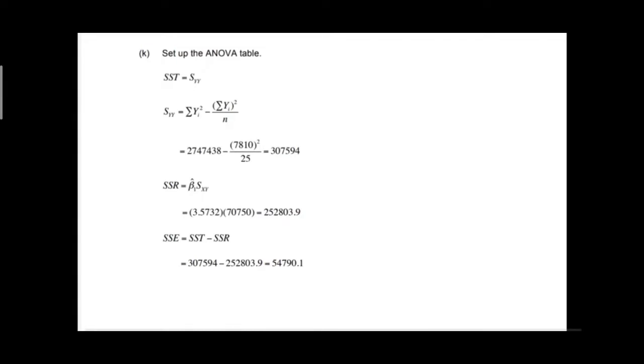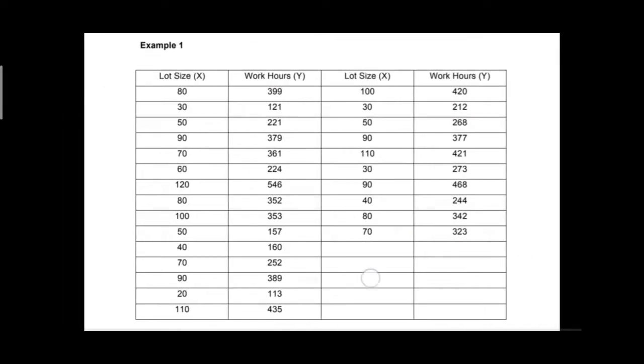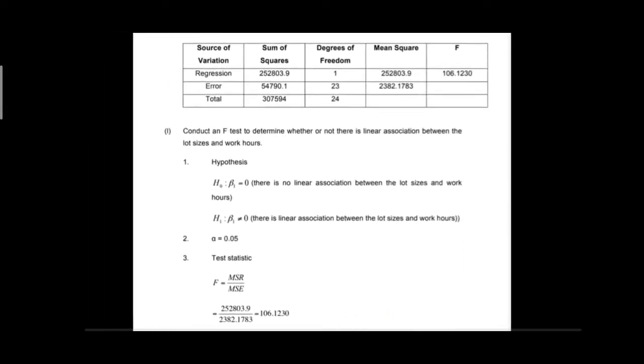And then kena tunjuk satu-satu lah macam mana cara you dapatkan SST dan SSR, and also at first point you kena list down all the value of summation of y, summation of x, summation of y square, summation of x square, summation of xy, and so on. Okay, then you come up with the calculation to get the value of all the sum of squares, and then lastly you can create the Anova table.